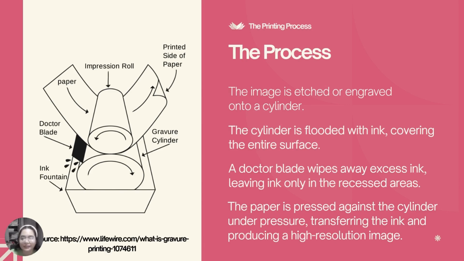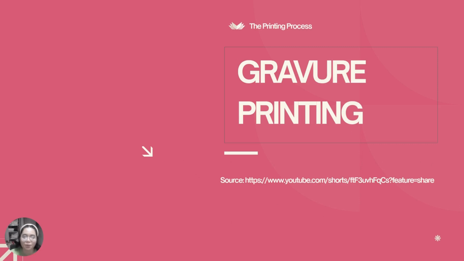And then finally, the paper is pressed against the cylinder. Here it is, under pressure from the impression roller, and now that transfers the ink and produces a high resolution image. So gravure is ideal for long print runs due to its durability and consistency. It's commonly used for rotogravure presses, for magazines, packaging, and decorative materials. So I also had a video here showing gravure proof press testing.